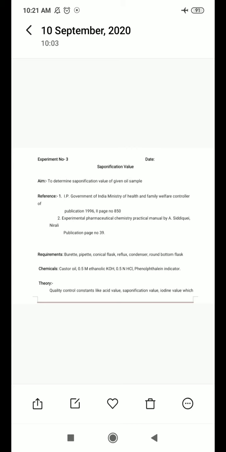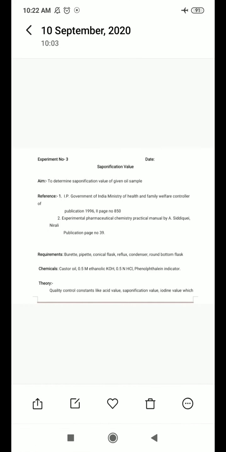Okay, this is the first. The next one is how to prepare 0.5 molar ethanolic KOH. This is the second question. The next one is how to prepare 0.5 normal HCl. Okay, these are the questions for this particular experiment.